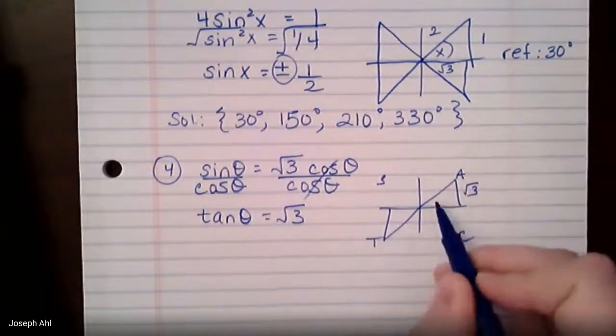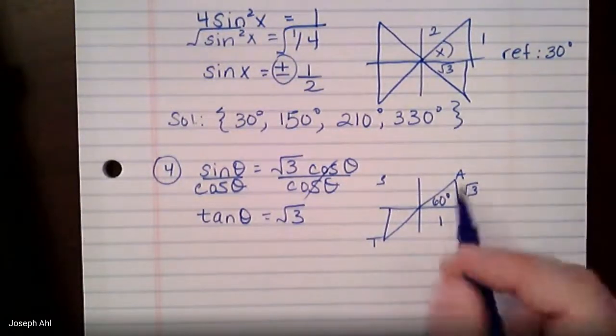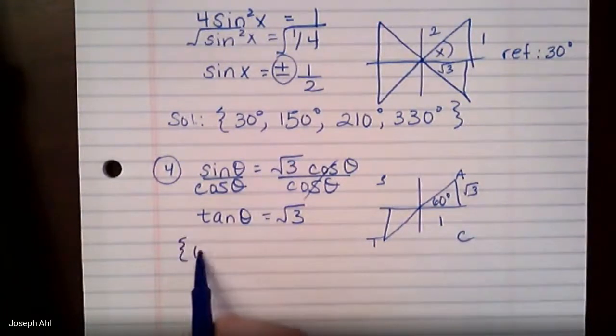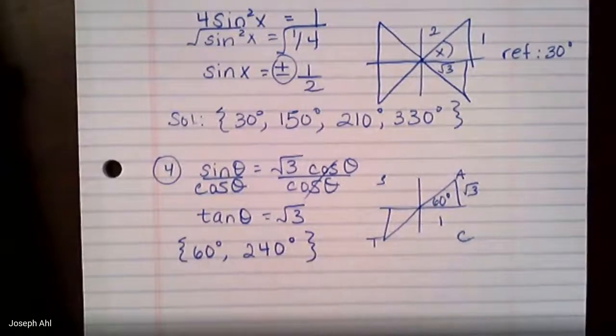Tan is opposite over adjacent. Okay, reference here would be 60 degrees. So in quadrant 1, the answer is 60. And in quadrant 3, the answer would be 180 plus that, which is 240.